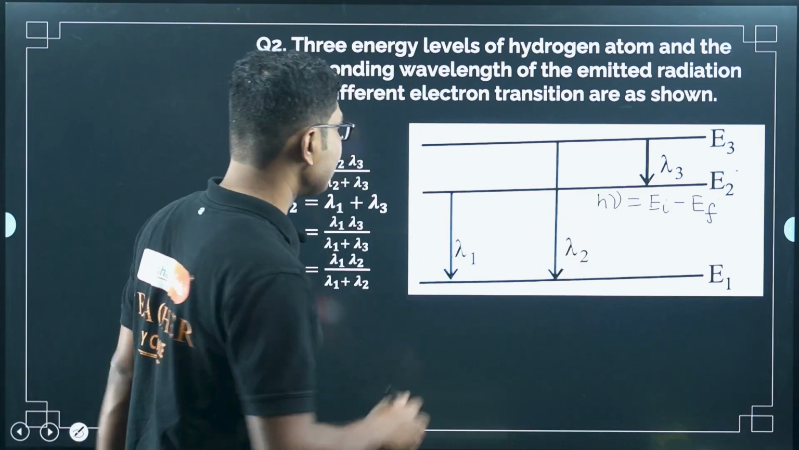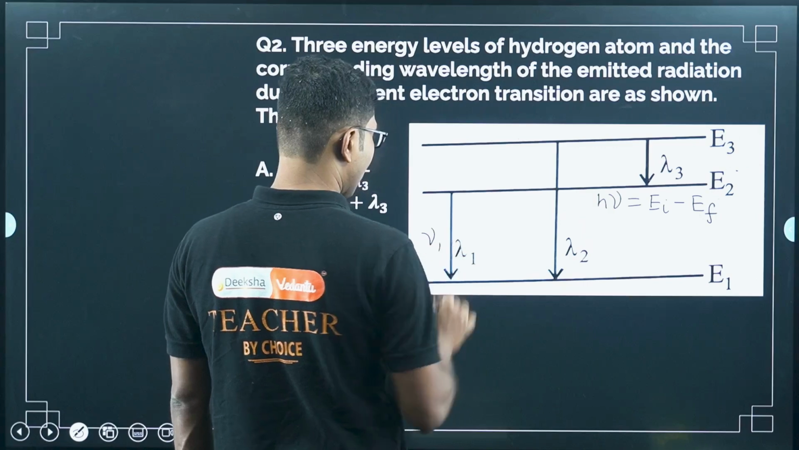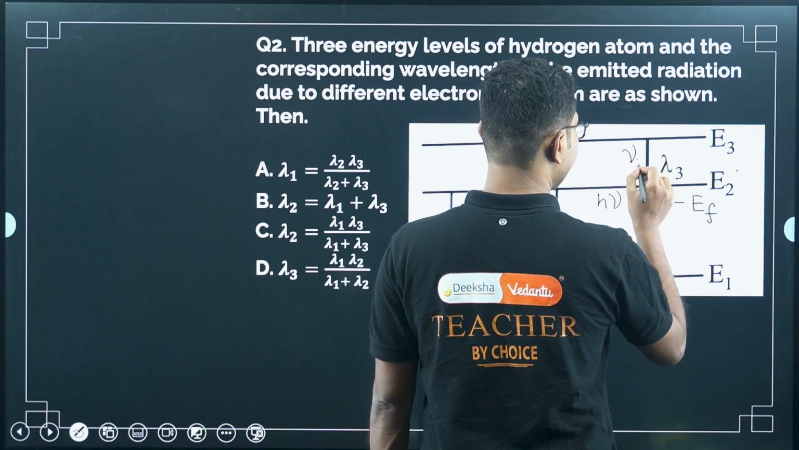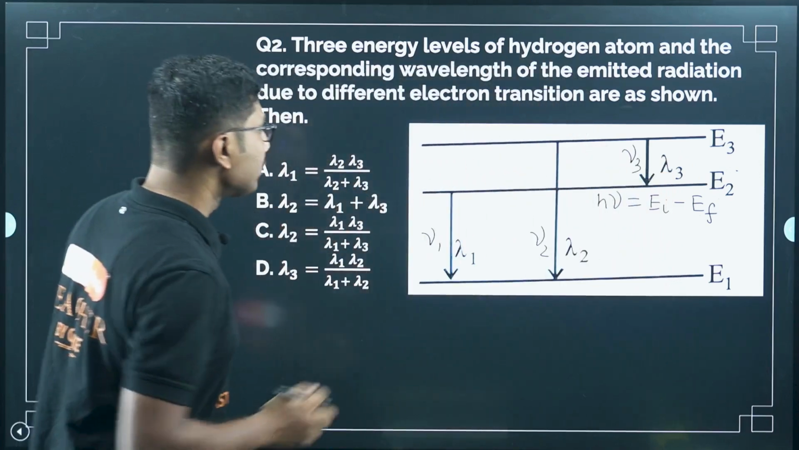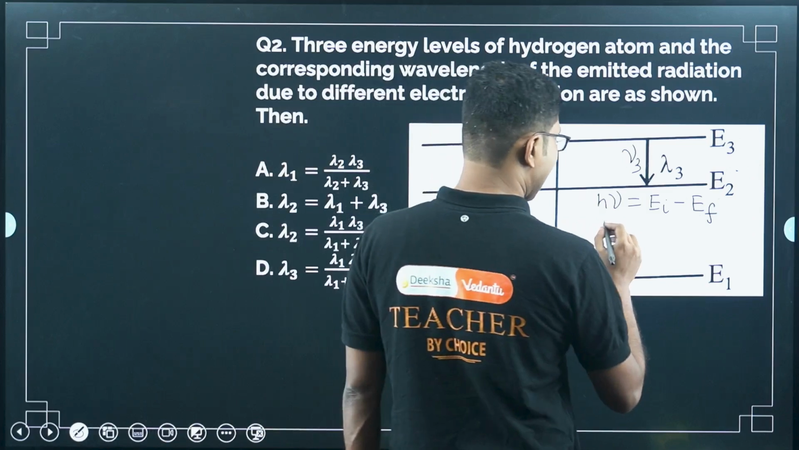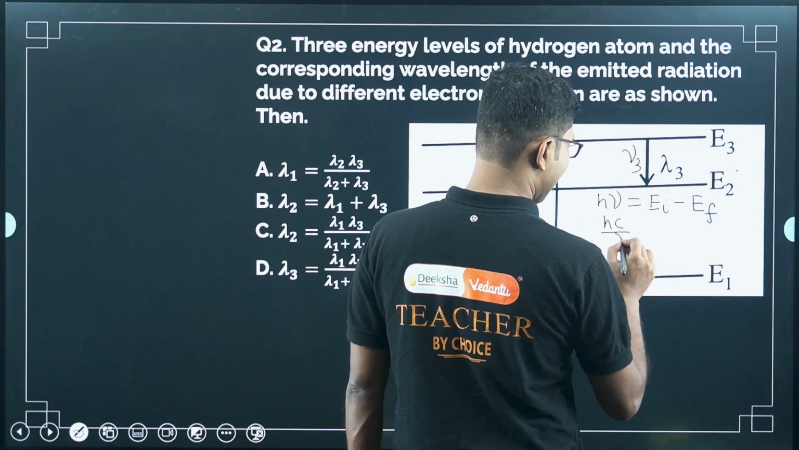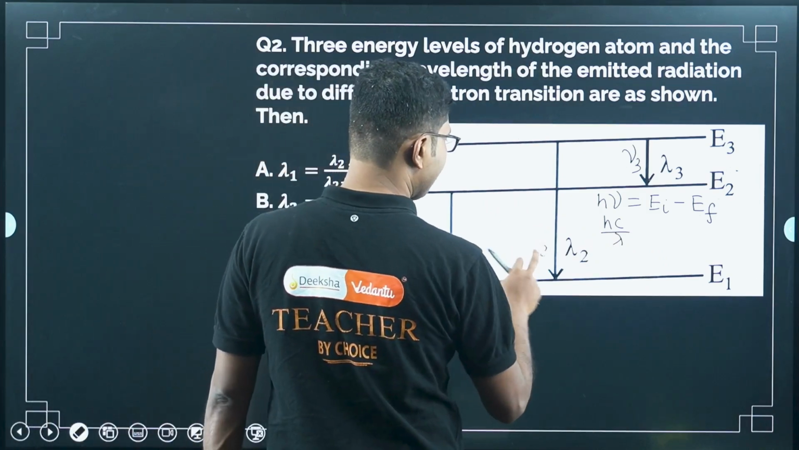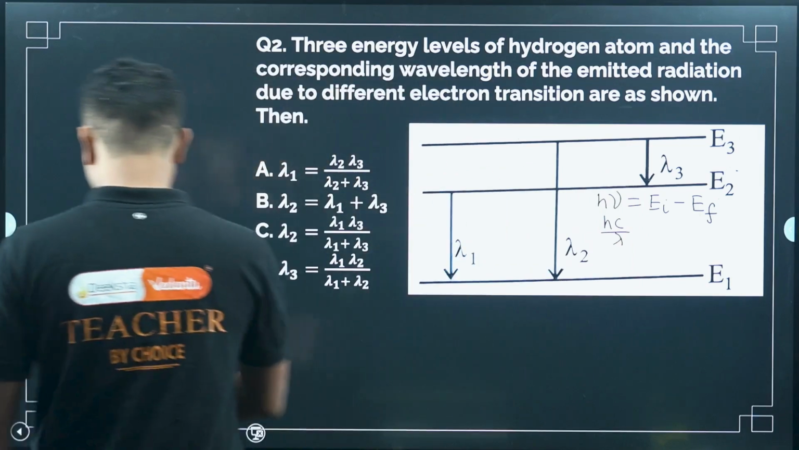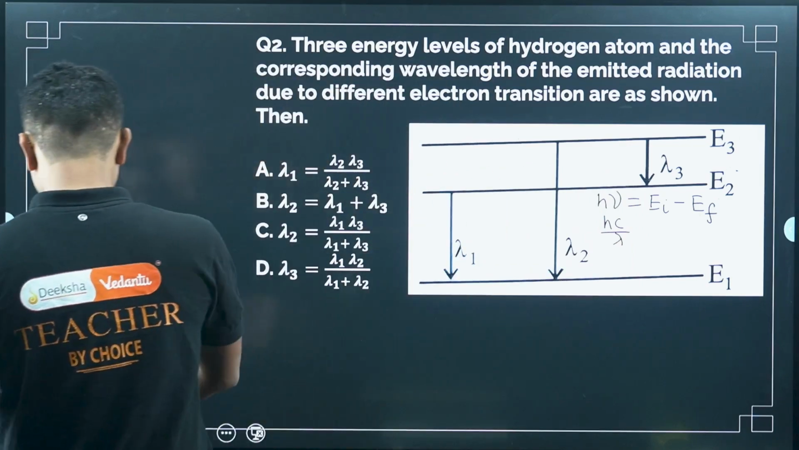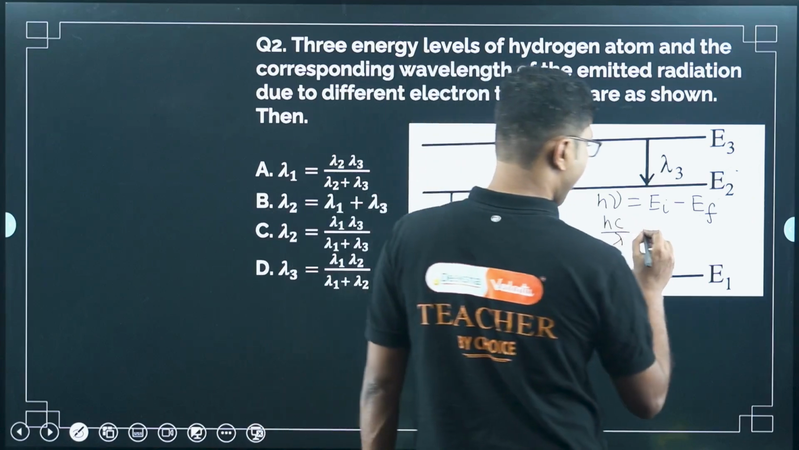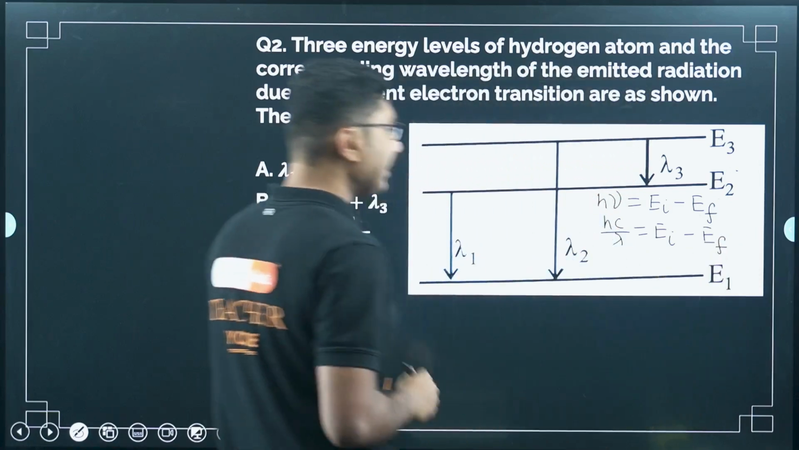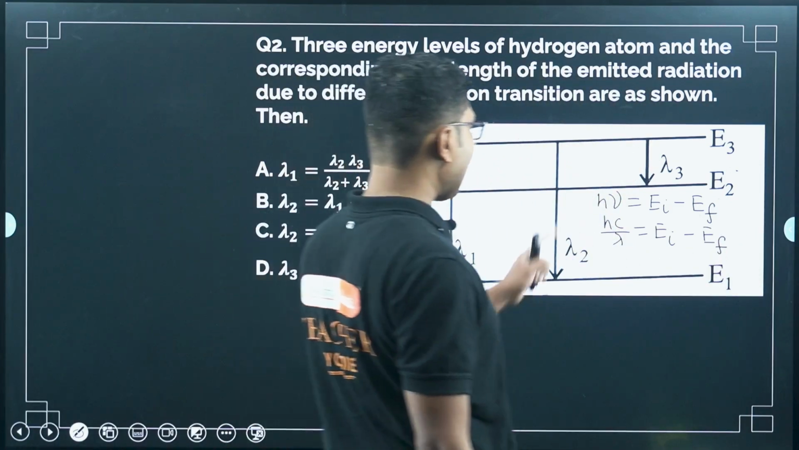So in this case, suppose this corresponding frequency is ν1, this corresponding frequency is ν2, and this corresponding frequency is ν3. Also we know that ν equals c by λ, so we can write this as hc by λ. So let's not invest our time on frequency anymore. We can simply write them in terms of wavelength λ, as Ei minus Ef.